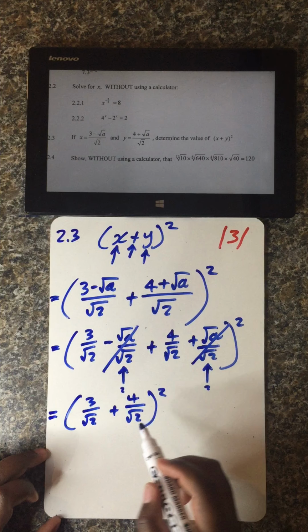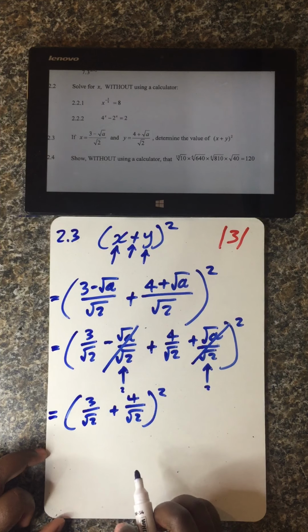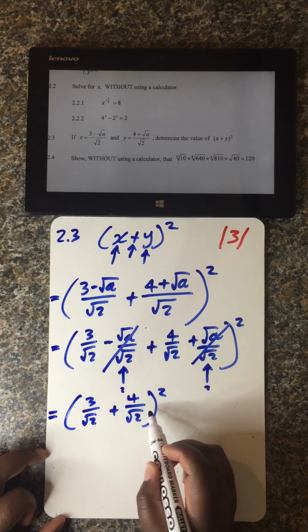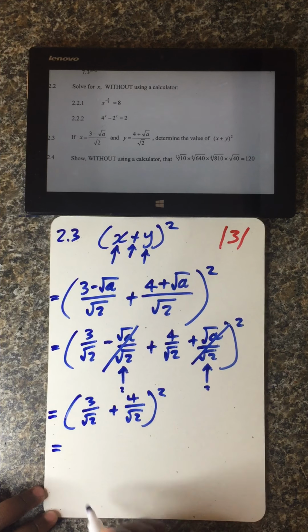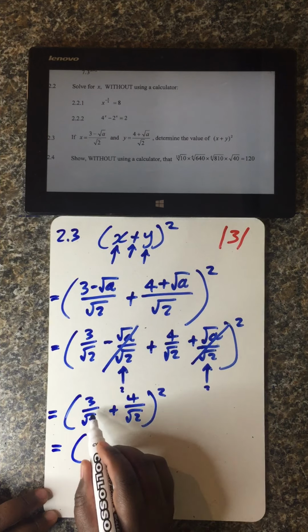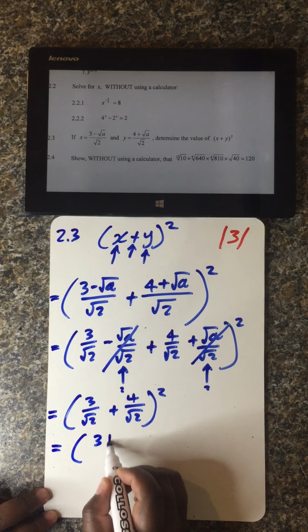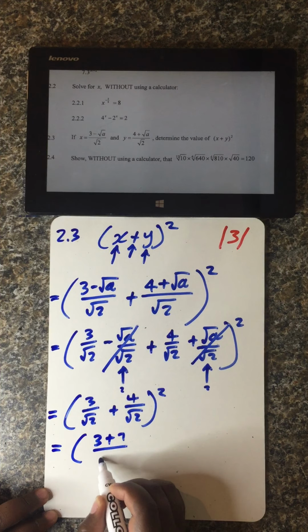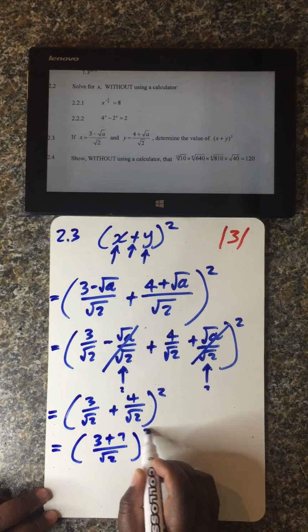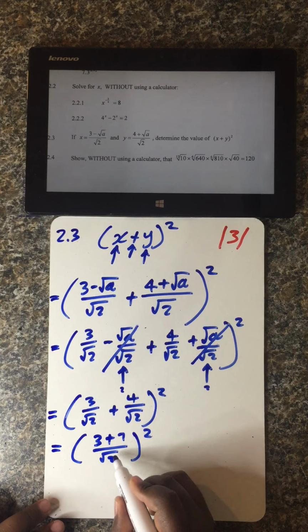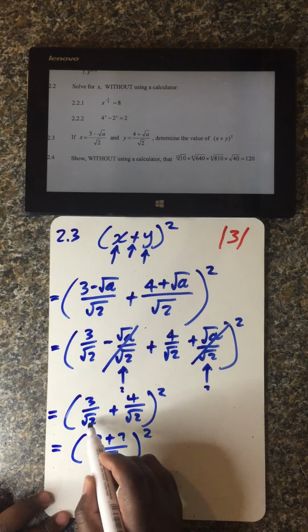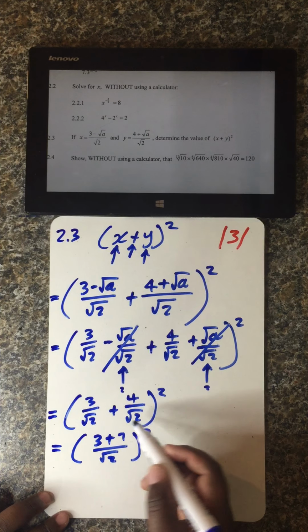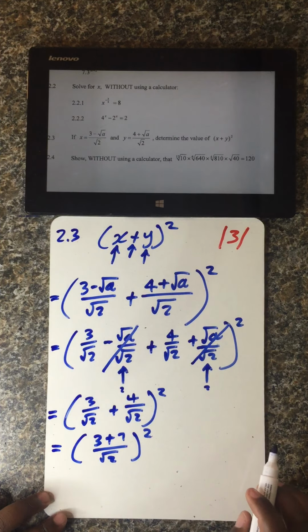Remember, now we are going back to where we came from. So can we write this in that form, ladies and gentlemen? I hope you'll agree with me that this is the same as 3 plus 7 all over square root of 2. Always remember that square. Why am I writing it this way? It's because the denominators are the same.